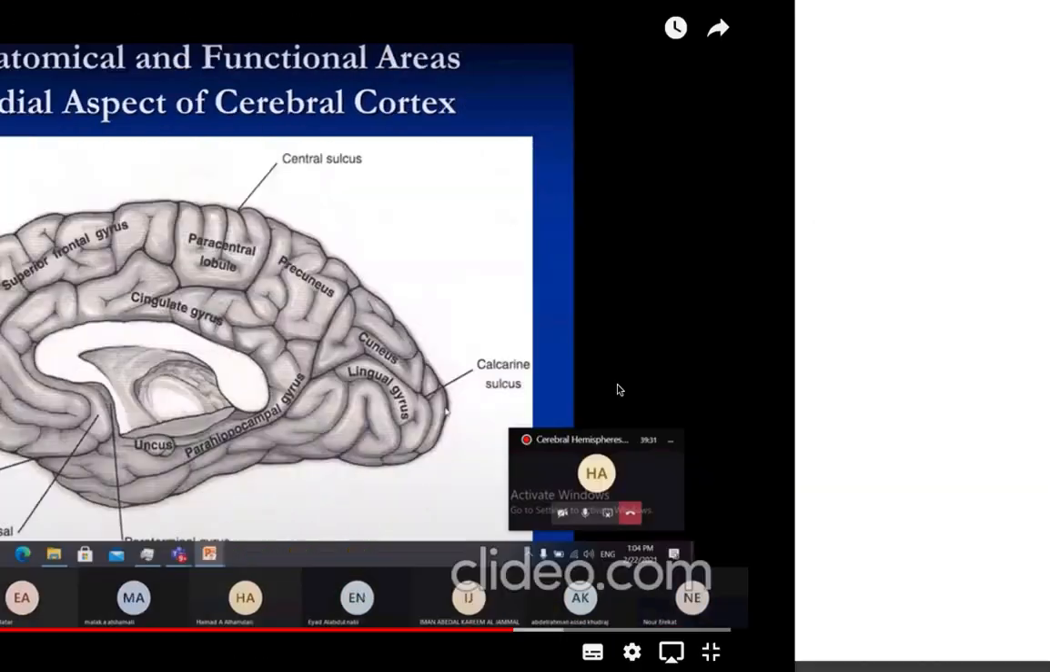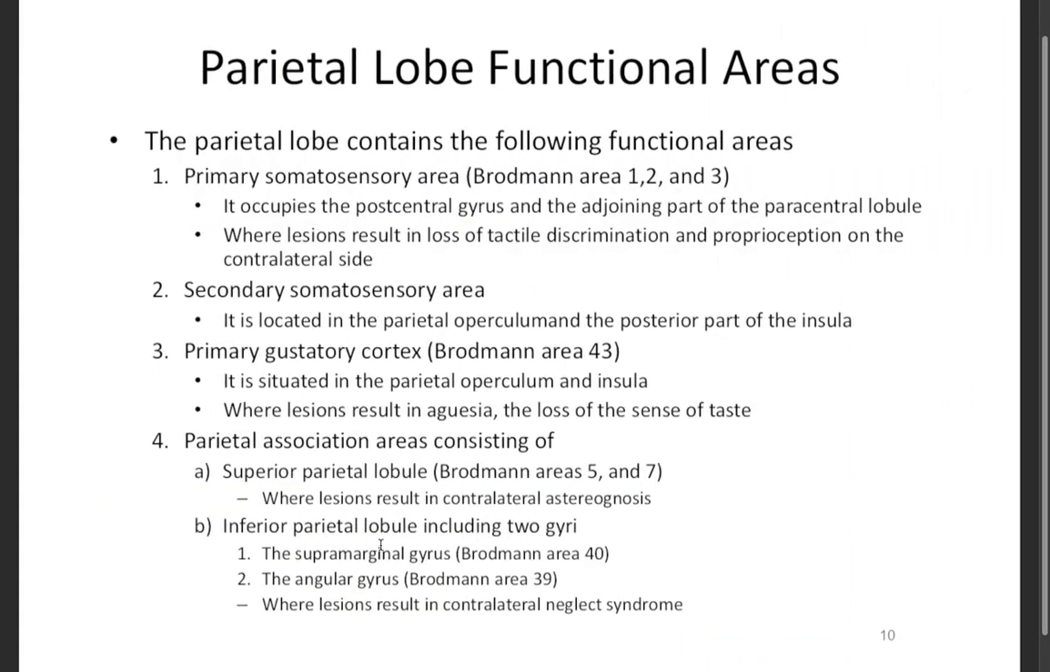This part, the inferior parietal lobule including two gyri, the supramarginal gyrus and the angular gyrus, is responsible for the neglect syndrome.